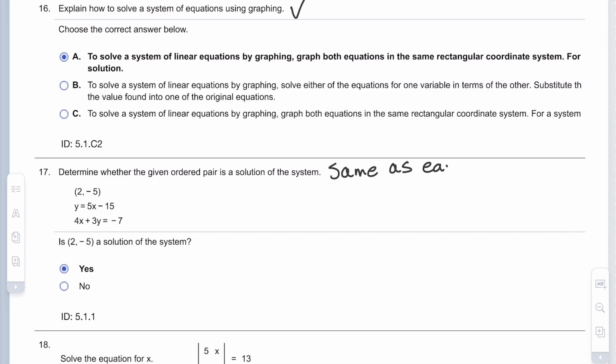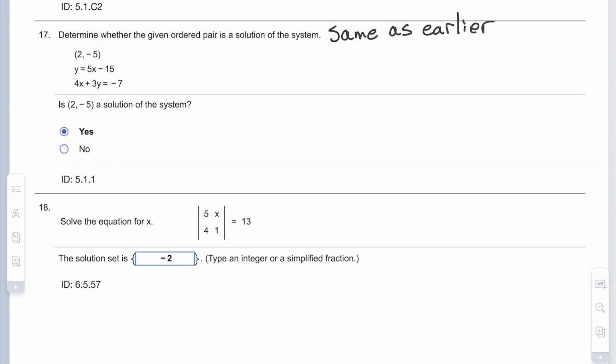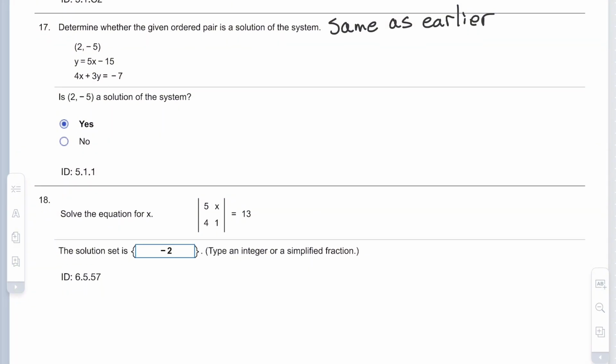And then we have two questions that are just fill in the blank, so those are pretty straightforward. And then we have number 17, where you're just verifying the solution again. So same as before.